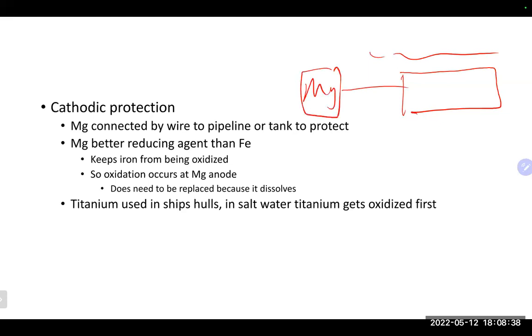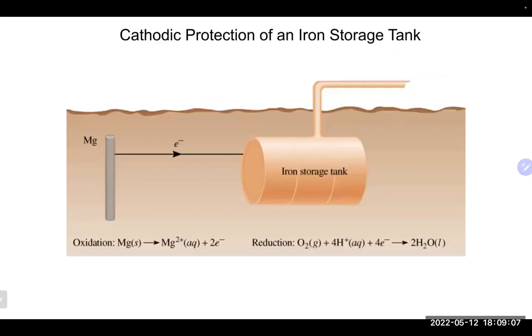And by attaching magnesium, magnesium is actually a much better reducing agent than iron. And because it's a better reducing agent, that means it will go through oxidation. So again, all the oxidation and corrosion happens at the magnesium spot away from the iron. That's a part of your tank that you buried. So it doesn't destroy the tank that you decided to bury, kind of like this.